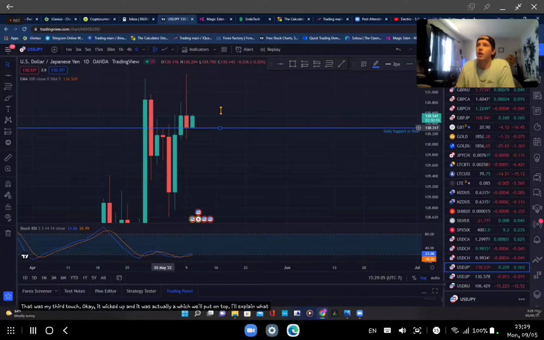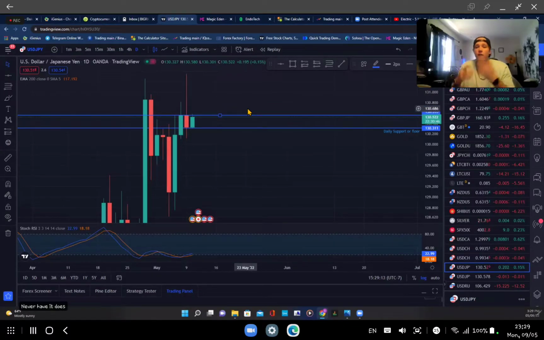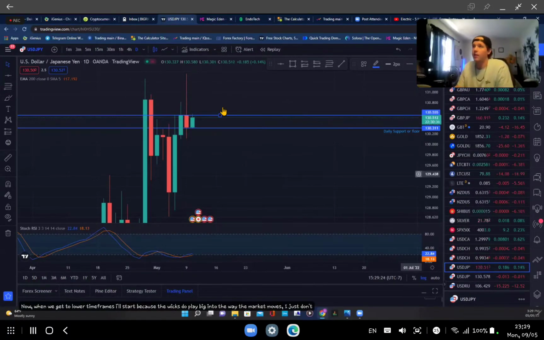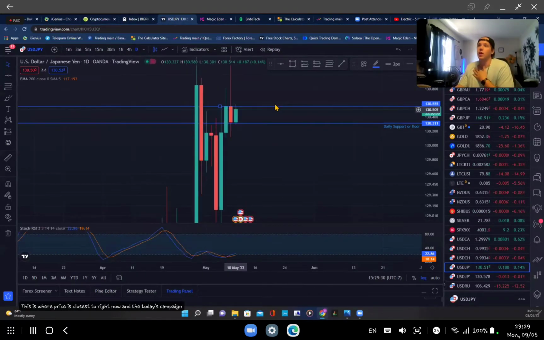It wicked up, which we'll put on top, and I'll explain what these are. I don't use wicks on the top on the 24-hour. Never have. It does look a little funky for some people. For me personally, I just don't. I'm trying to mark the body of the candle on my 24-hour. Now, when we get to lower time frames, I'll start, because the wicks do play big into the way the market moves. I just don't on my 24-hour because I just get an idea: hey, this is where price is closest to right now. And today's candle is right there.